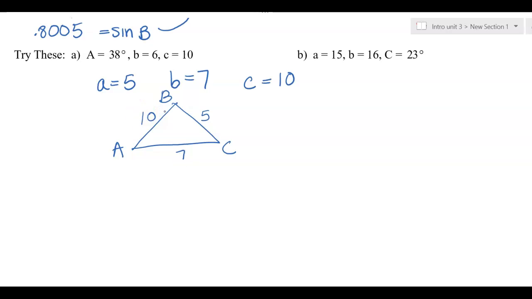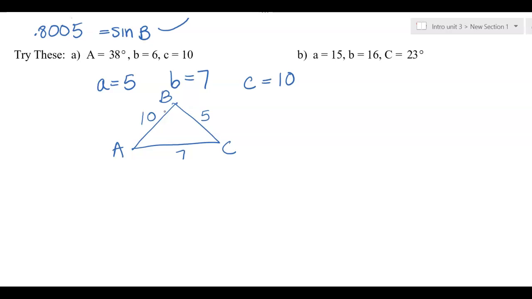Do you guys see why we can't use trig? We can't use that the angles add up to 180 because we don't even have one of them. Do you see why we can't use law of sines in this instance? We don't have any angles to set up in the equations. So you would have to use law of cosines in this instance as well.